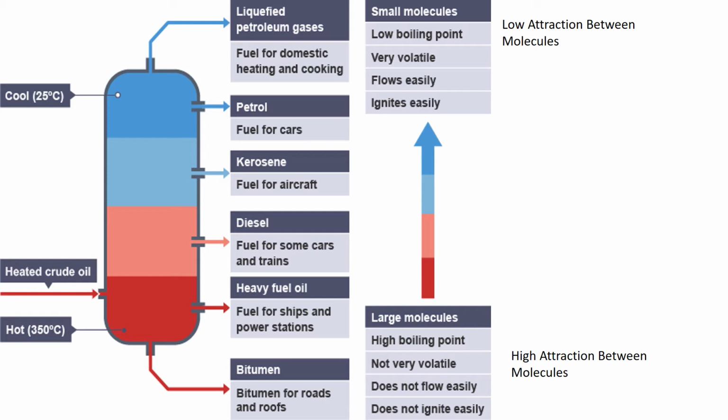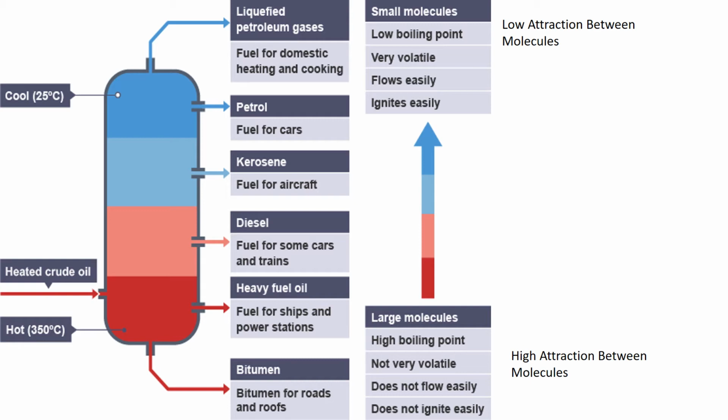Back in the fractionating column, the gases will start to rise. Now, as you go up a fractionating column, it gets cooler towards the top. The temperature changes from hot at the bottom to cooler at the top. As the gases rise up the fractionating column, they start to condense at their boiling points, which is in different positions. So heavy fuel oil will condense at still quite a hot temperature, about 300 degrees, and that is fuel used for ships and power stations.